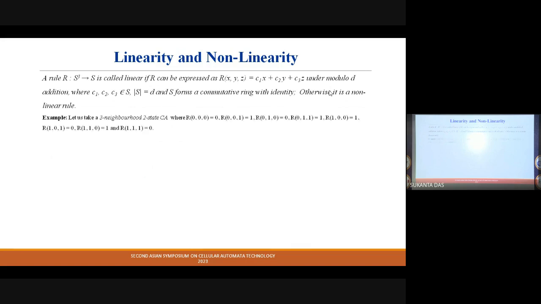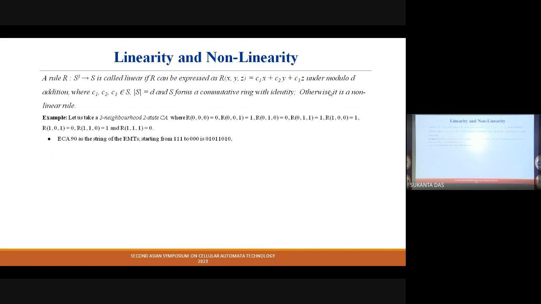If the condition is satisfied, then we can say that these are linear rules. Otherwise, we can say that these are non-linear rules. But we are going to take only the non-linear ones for chaotic analysis, because they give more cryptographic security. So we'll check for that only.